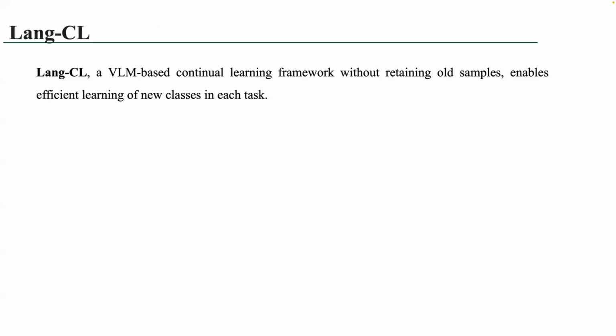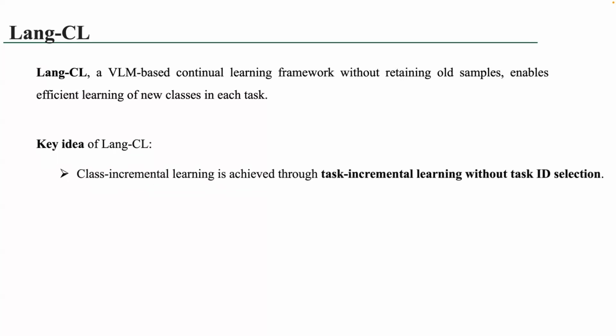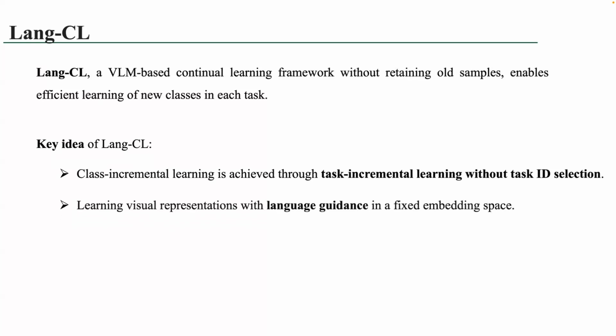Other work. LangCL is a vision language model-based continual learning framework that doesn't retain all the samples and takes all for challenge. The key idea of LangCL is to convert class incremental learning into task incremental learning, but without task ID selection. It also introduces text modality to guide vision representation learning within a fixed embedding space.